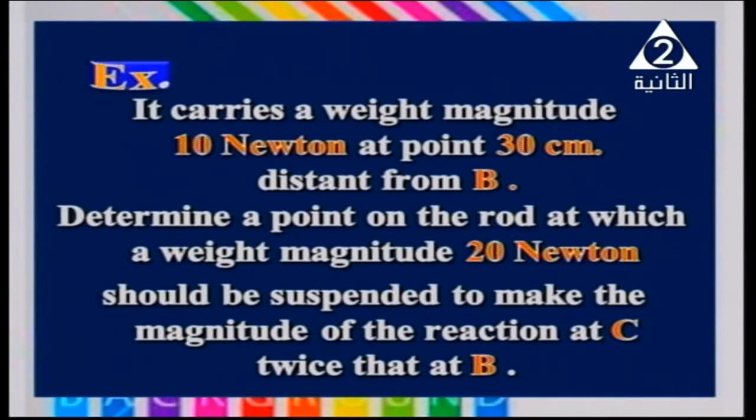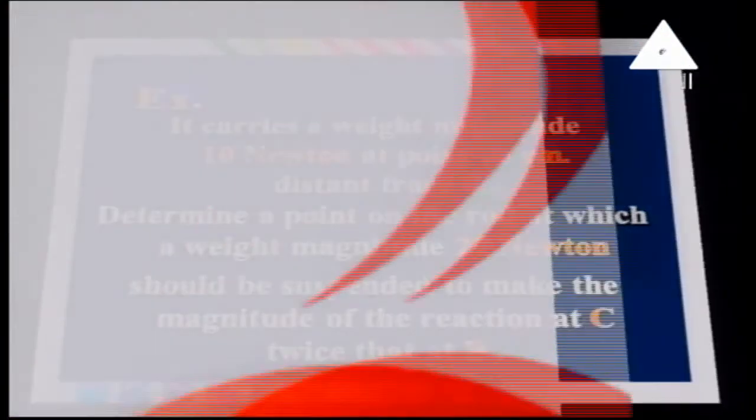Remember, my dear student, determine a point on the rod at which a weight of magnitude 20 Newton should be suspended to make the magnitude of the reaction at C twice that at B. Okay, here is the solution.